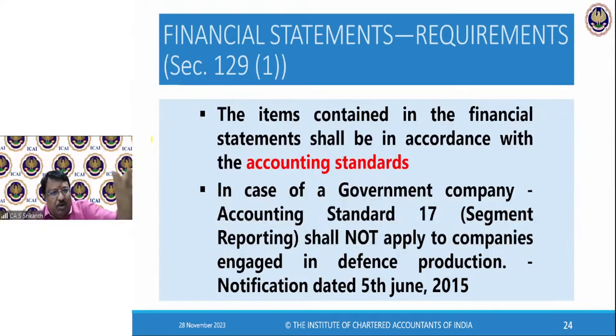Suppose we are giving information, how many tanks we are producing, how many artillery, how many fires, aircraft, warcraft you are preparing, it'll be information to them. So no need to give all that. Okay, is the point. Of course, it's a very important exemption, but that's about it. Otherwise, all companies have to comply with accounting standards, except AS3.